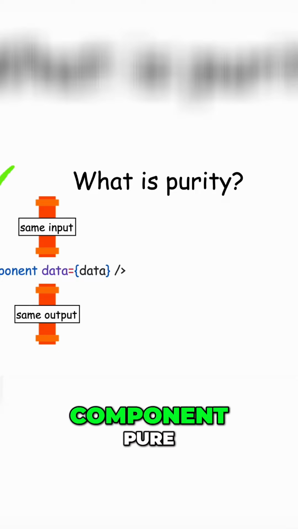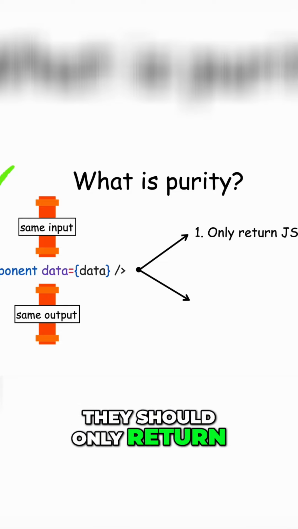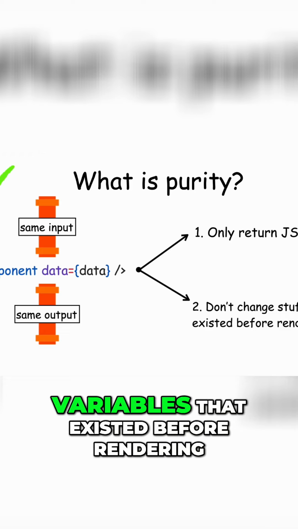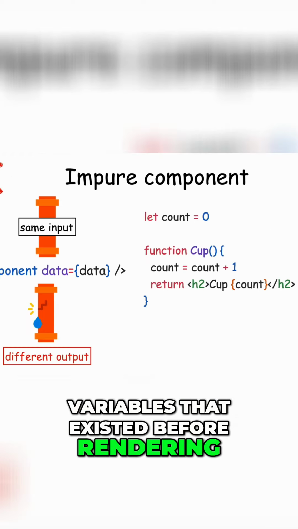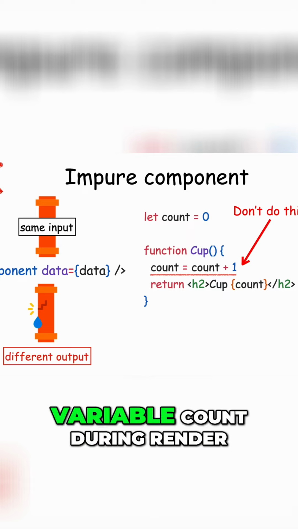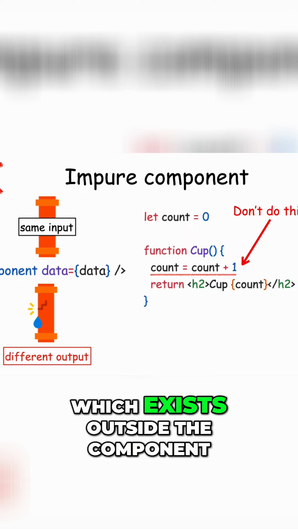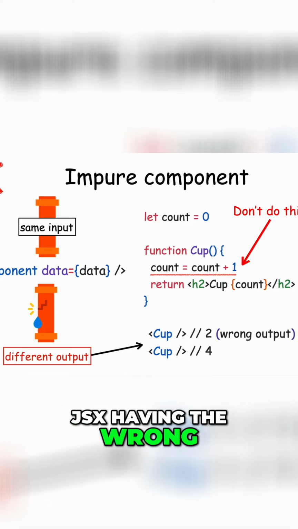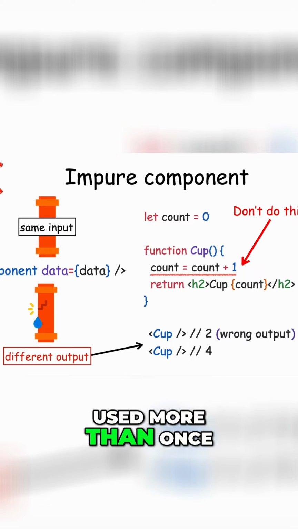To keep a React component pure, they should only return their JSX and not change any objects or variables that existed before rendering. The cup component in this example is impure because it changes the variable count during render, which exists outside the component. This leads to the JSX having the wrong output when it is used more than once.